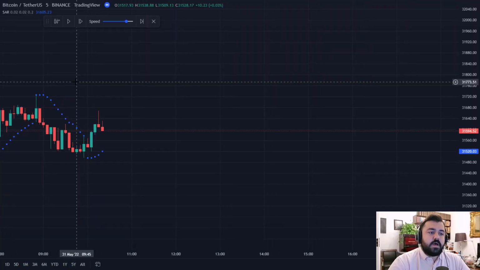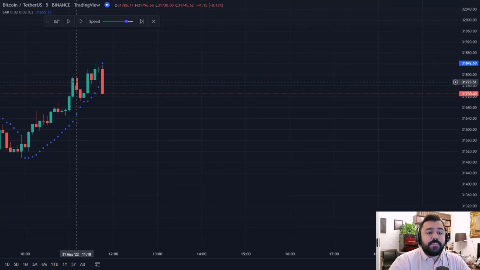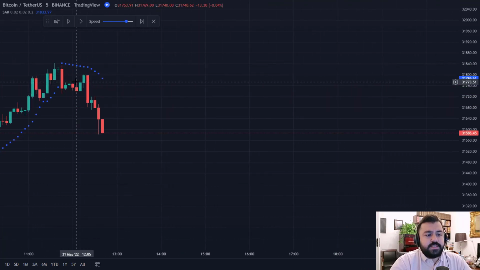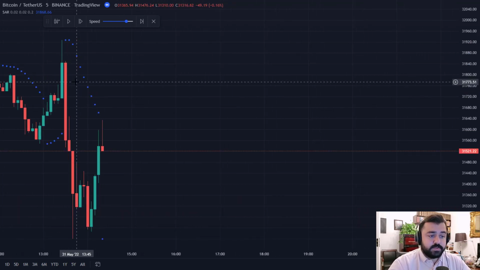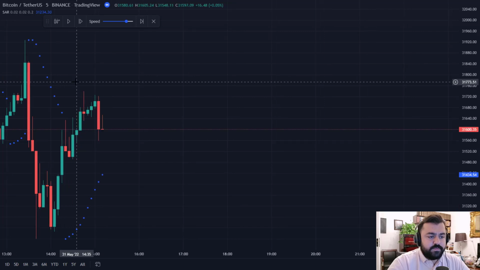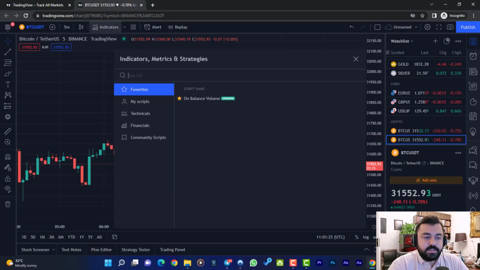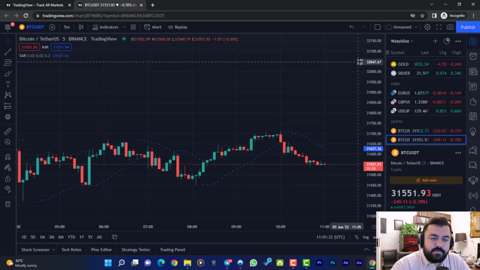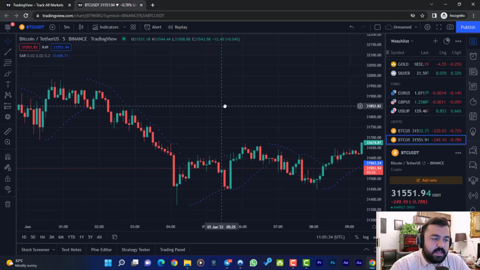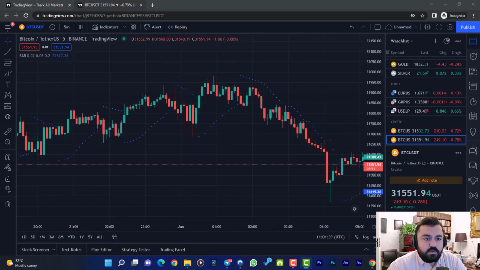The Parabolic SAR, also known as the Parabolic Stop and Reverse, is a simple to use trend indicator that does a very good job of providing us with both entry and exit signals. So first, let's apply it onto our chart. Go to the indicator section, type in Parabolic SAR and click on it. Now for the settings, I prefer to just use the default settings. And so here is what it would look like.